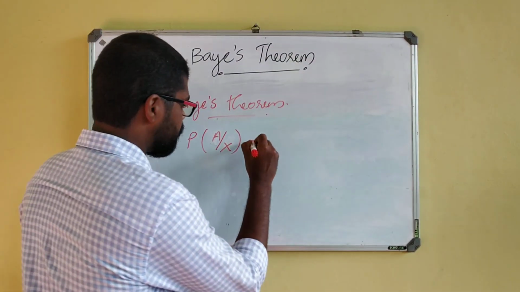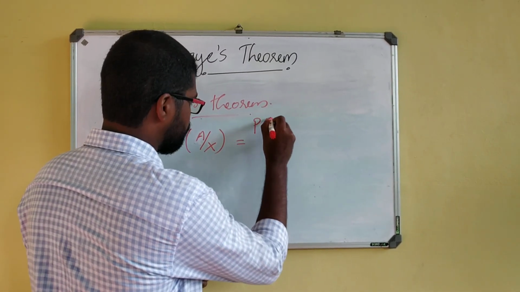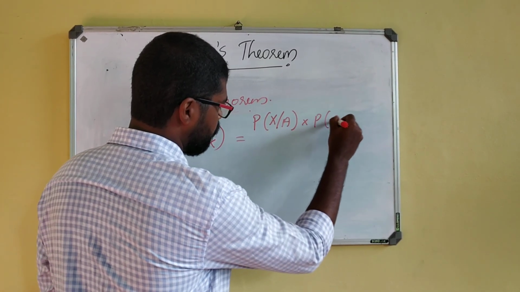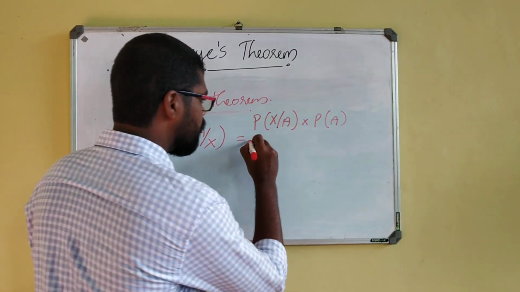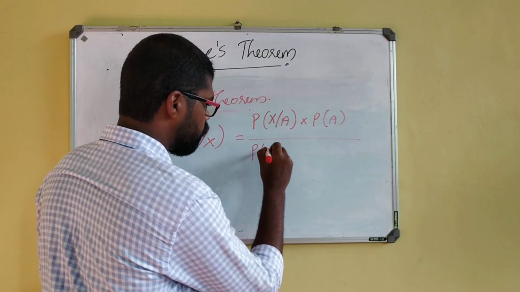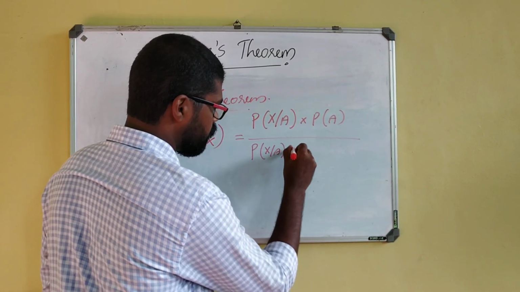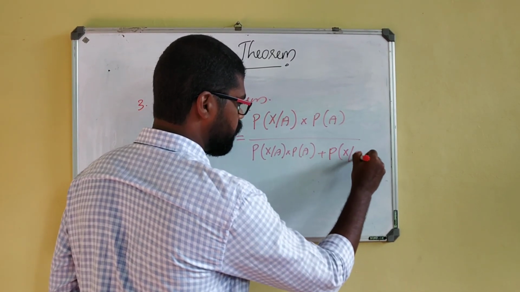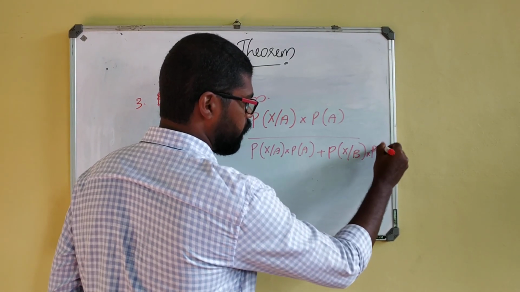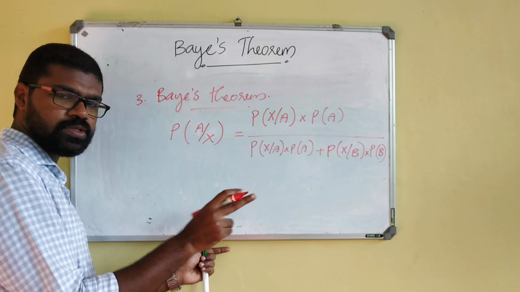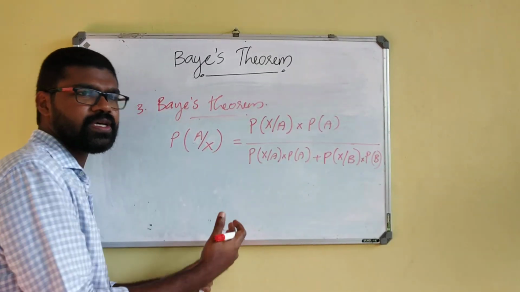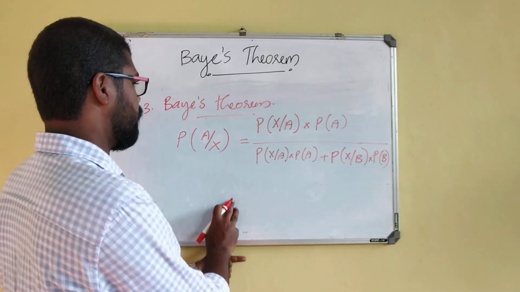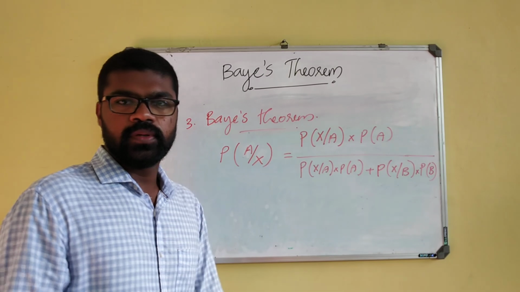We have an equation: probability of X given A into probability of A, and suppose there are 2 boxes, then divided by probability of X given A into probability of A plus probability of X given B into probability of B. In this case, we have only 2 boxes and we are choosing some, for example, red balls or something. The condition or the elements that we are choosing, it is denoted as X.